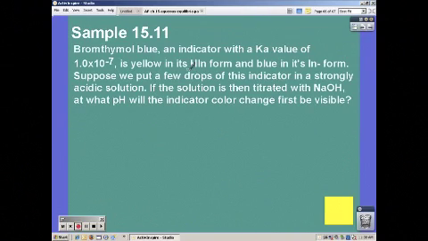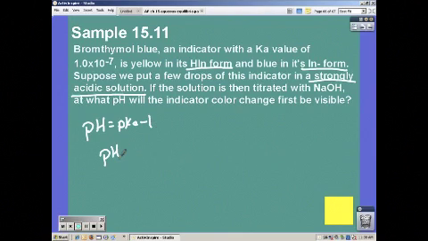So here's an example of that. We have bromothymol blue. They gave us its Ka value. It's yellow and it's blue. And it's in an acidic solution. So since it's acidic, we're going to use pH equals pKa minus 1, because we have more acid than base. Our pKa is negative log of 1 times 10 to the negative 7, or 7. So 7 minus 1 gives us 6.